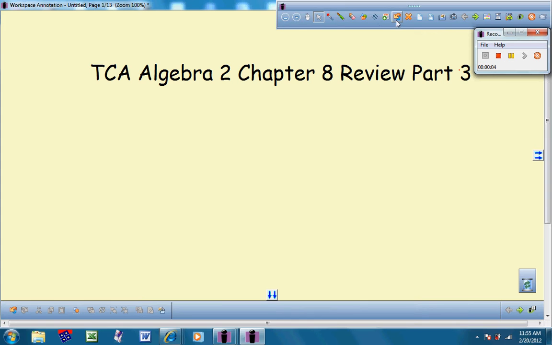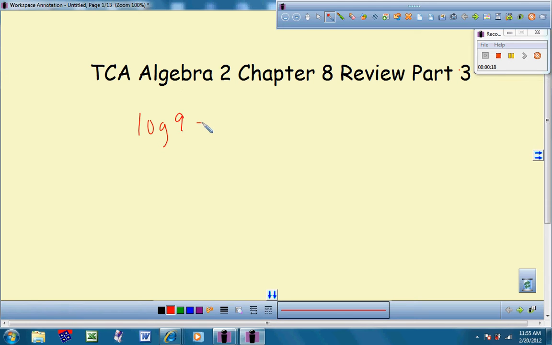Alright, now we're going to condense a log expression. Let's use the following example. Let's say we have log 9 minus log z. Well, my subtraction tells me that I'm going to have to do some dividing. They are both log base 10, so we can simply say log 9 divided by z. You have condensed the expression.